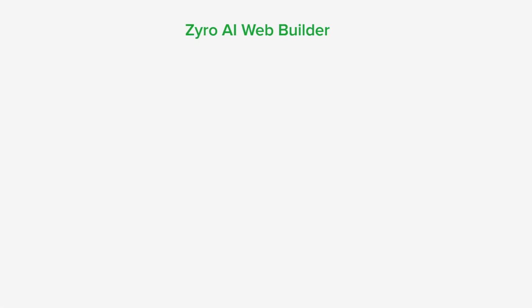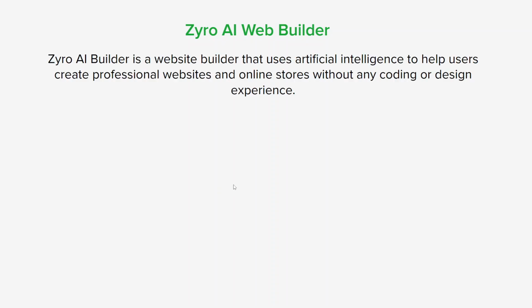So let's talk a little bit about the Zyro AI builder. The Zyro AI builder is a website builder that uses artificial intelligence to help create professional websites and online stores without any coding or design experience. Zyro AI also offers a variety of AI-powered tools, including AI Writer. This tool can generate unique and informative text for your website, including headlines, product descriptions, and blog posts.